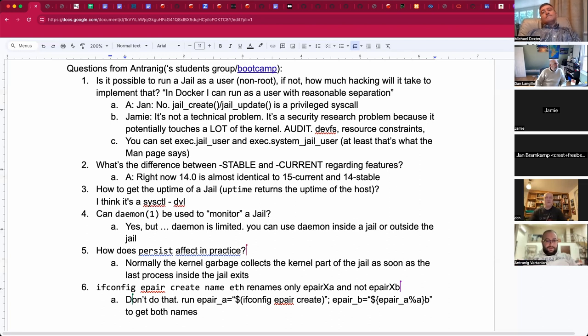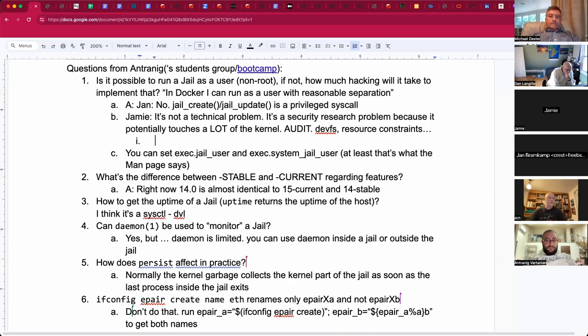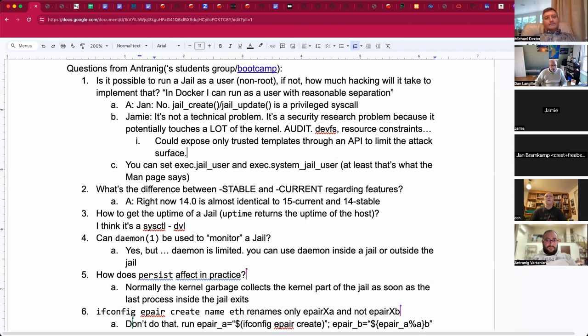But you can sidestep the problem Jamie hinted at, that you have to busily audit every kernel subsystem, at least the non-trivial ones, for potential interactions. If you instead expose only trusted templates through an API, you are restricting the attack surface to anything reachable through this template. Okay. So, for example, if you can only create this specific jail, it's basically similar to running a shell script with sudo, one owned by root at this point.